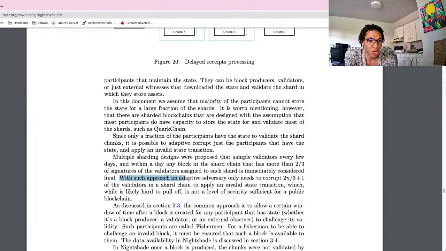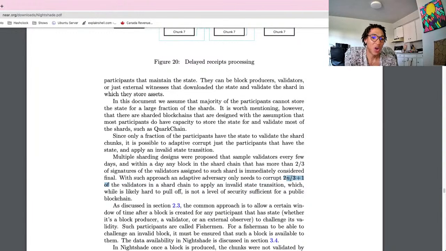With such an approach, an adaptive adversary only needs to corrupt just over 2/3 of the active validators. Wait, 2/3 of the block producers. Yeah, a little more than 2/3 of the block producers, of the validators in a shard chain, to apply invalid state transitions.